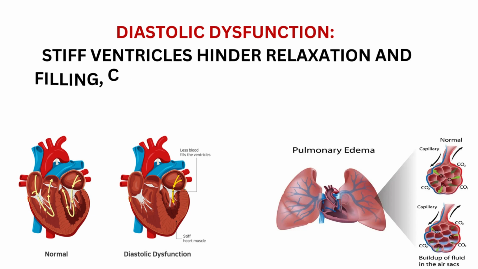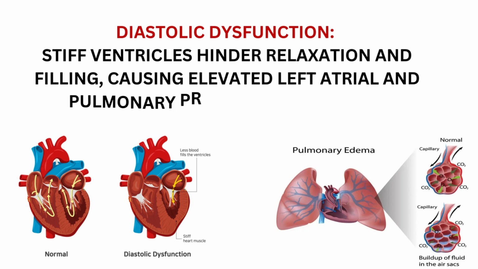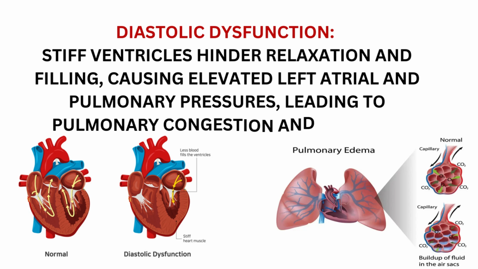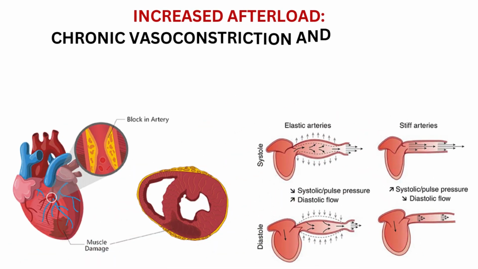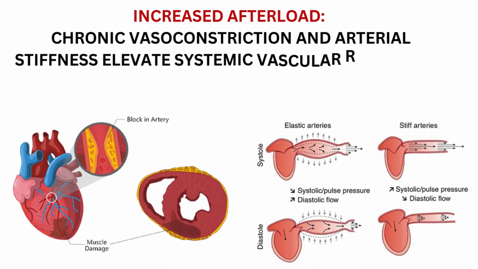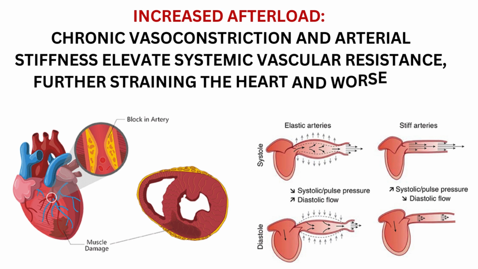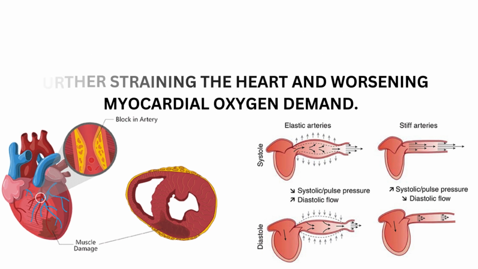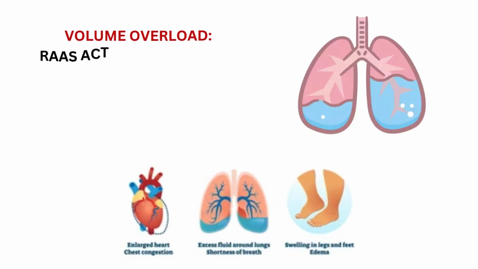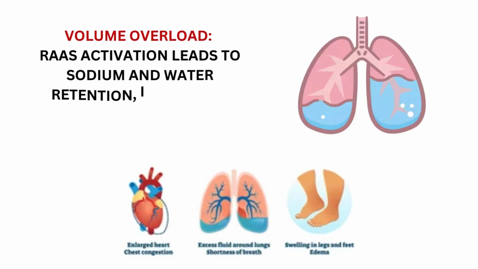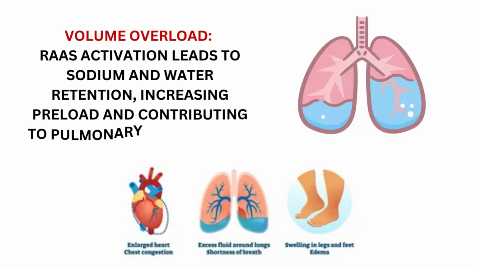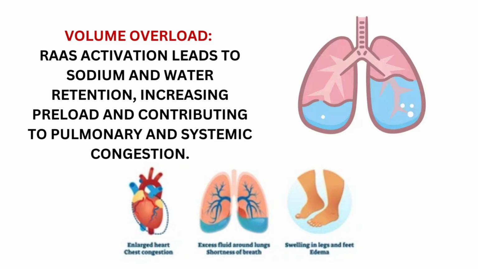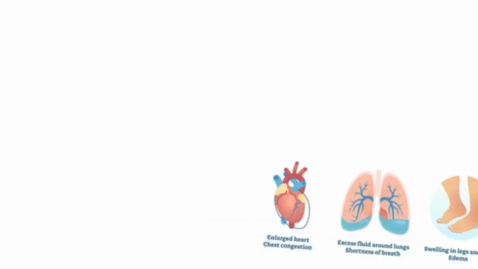Stiff ventricles hinder relaxation and filling, causing elevated left atrial and pulmonary pressures, leading to pulmonary congestion and dyspnea. Increased afterload: chronic vasoconstriction and arterial stiffness elevate systemic vascular resistance, further straining the heart and worsening myocardial oxygen demand. Volume overload: RAAS activation leads to sodium and water retention, increasing preload and contributing to pulmonary and systemic congestion.